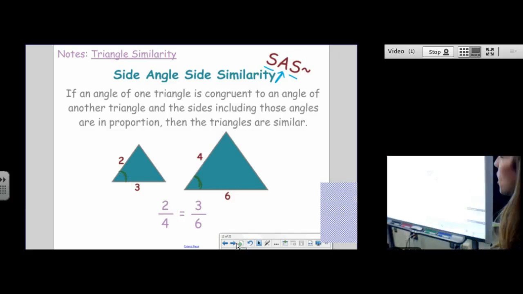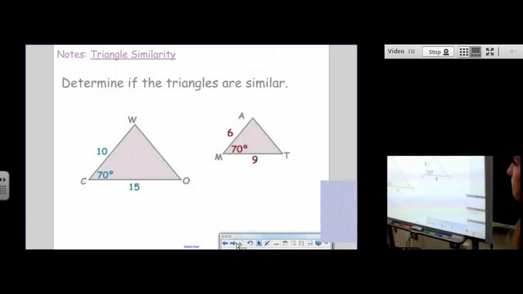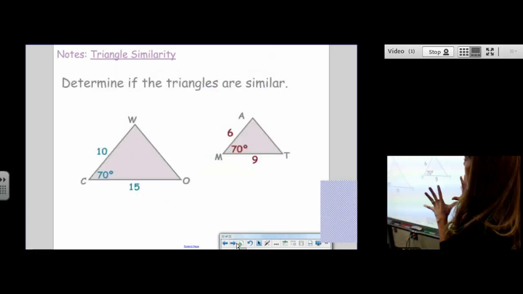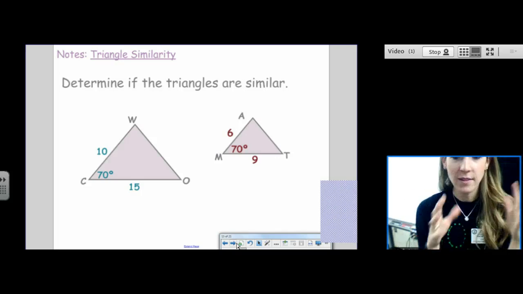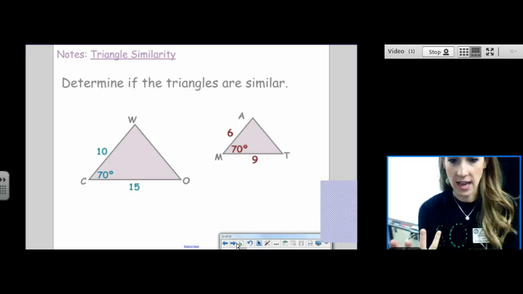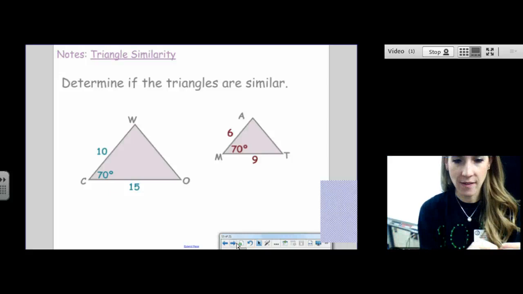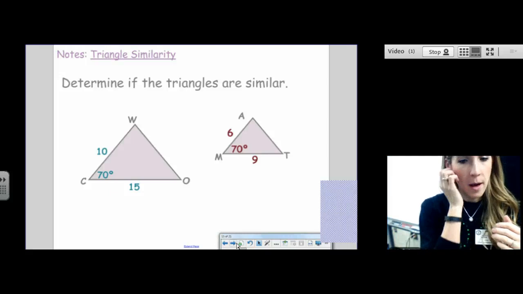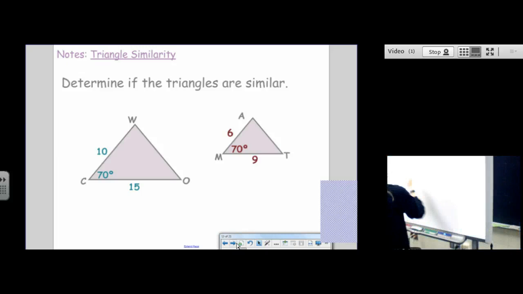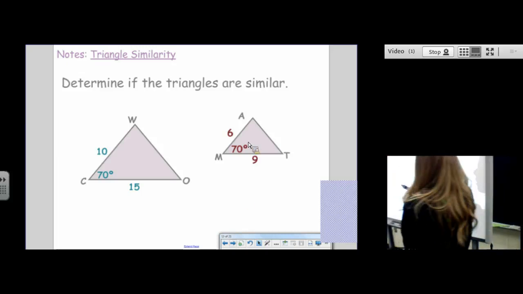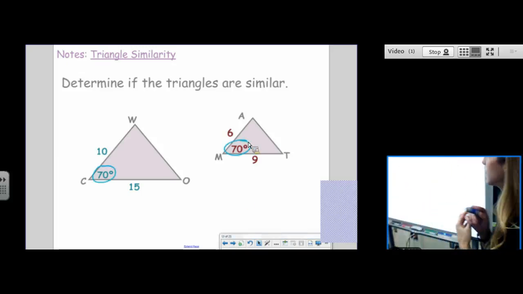Okay, determine if the triangles are similar. At first glance, hopefully you're seeing that these look like they may be side-angle-side. I have two sides and I have the included angle. But we know that the 70s are equal, so that's good news. Check.